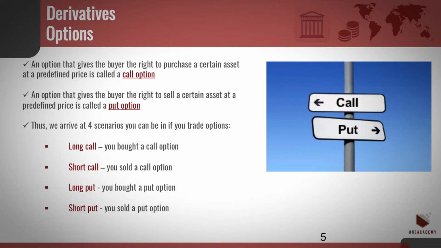An option that gives the buyer the right to buy a certain asset at a predefined price is called a call option. An option that gives the buyer the right to sell a certain asset at a predefined price is called a put option. Thus, we arrive at 4 scenarios you can be in if you trade options. Long call. You bought a call option. Short call. You sold a call option. Long put. You bought a put option. Short put. You sold a put option.